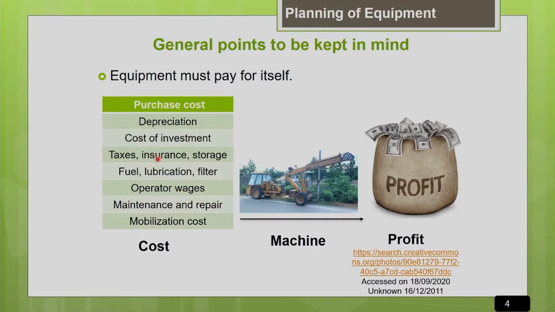Okay, so the insurance premium, whatever we pay, forms a part of your ownership cost. Then the storage cost of the equipment. Then the other operating costs like your fuel cost, lubricating oil cost, filter cost, and the wages you pay for the operator, maintenance and repair cost, and the cost of mobilization of the equipment to the project site. All these costs make up the cost of the equipment.